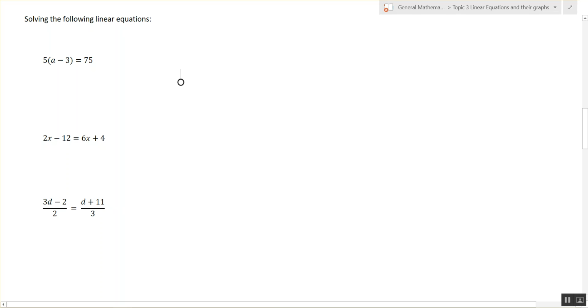So what do you think the first step is in the first one? You can either expand the brackets, or what could we do with the 5? It's currently being multiplied by 5, so we could divide both sides by 5. And that gets rid of that 5.